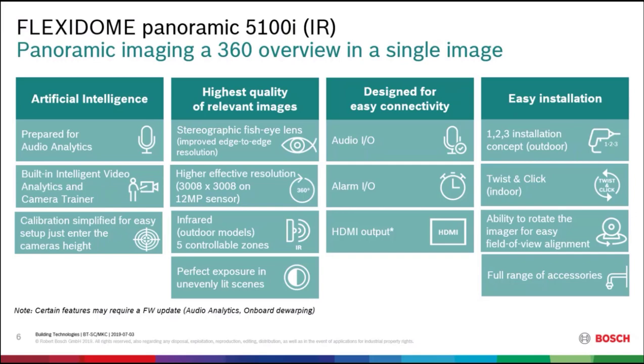So we're going to talk about our artificial intelligence, our AI, or our tried and true IVA analytics, our camera trainer, and then also the new and upcoming audio analytics that the camera has, the highest quality or relevant images using a stereographic lens, which gives us a much wider field of view and a better dispersion of the pixels all along the image, getting rid of any of the edge distortions you see traditionally in some of the other panoramic cameras.